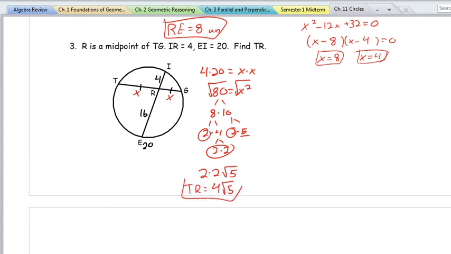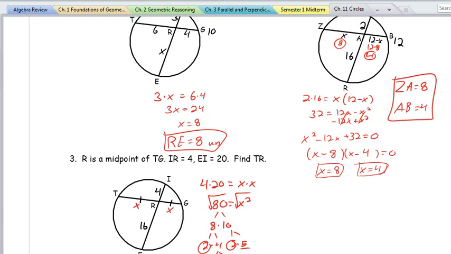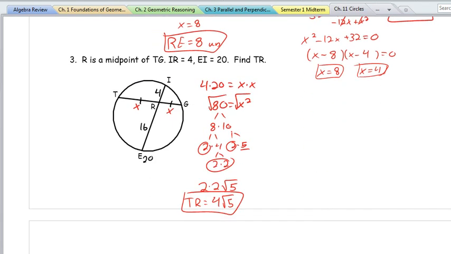So again, maybe some labeling issues in here, but you're just doing one piece times one piece equals the other piece times the other piece. Okay, so that is the product theorem for the two chords.